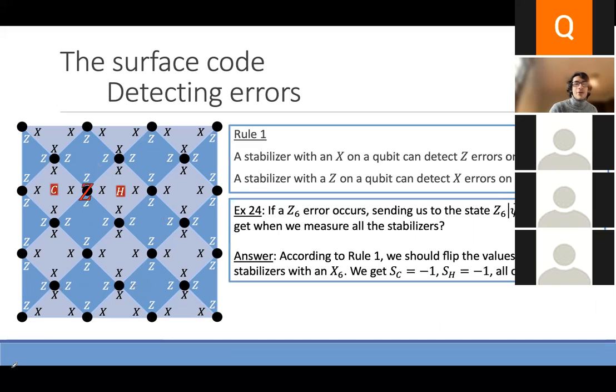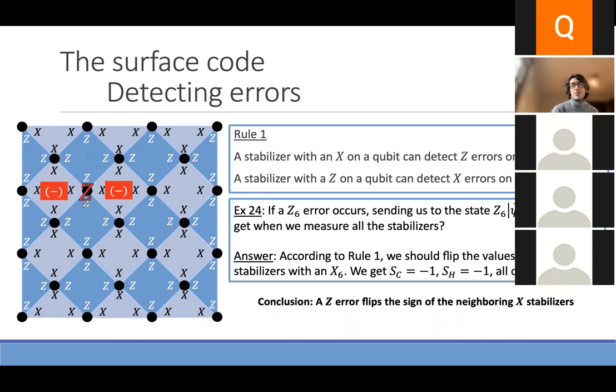Okay. So now let's just think about Z errors for a minute. And I'm not going to make you do this because I think it's pretty straightforward. But let's say a Z error happens here. Well, according to rule 1, we should be looking at stabilizers with X's on that qubit, which are just C and H. So it doesn't affect qubits up and down, but it does affect the neighboring qubits. So the point is a Z error on that qubit is going to flip the sign of the nearby X stabilizers. So again, X errors flip Z stabilizers, Z errors flip X stabilizers, which is just what you'd expect by rule 1 over here.